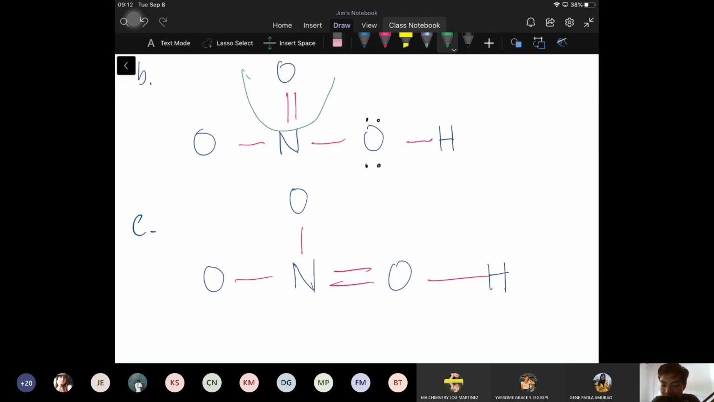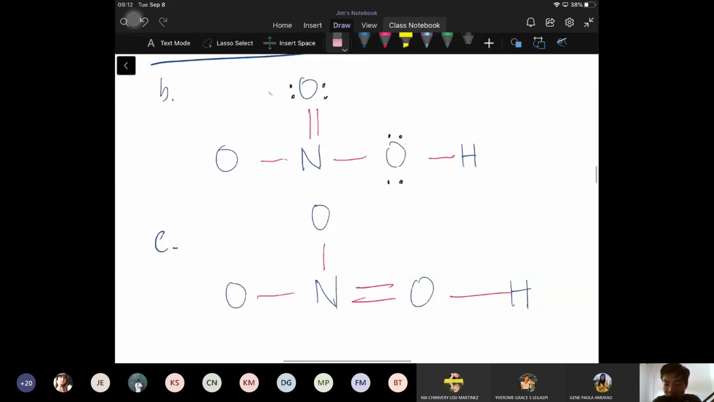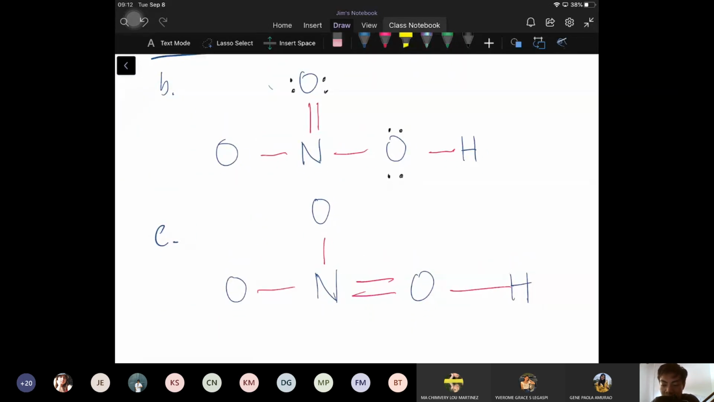How about this oxygen here? Ilang lone pairs? 2 rin po. Dalawa din. By adding 2 lone pairs, it already follows the octet rule na rin. Ayan. So, 2, 4, 6, 8. So, octet na. Ilan ulit lone pairs natin? 7. Okay. So, 4 na yung nagamit natin. We're left with 3 na lang.